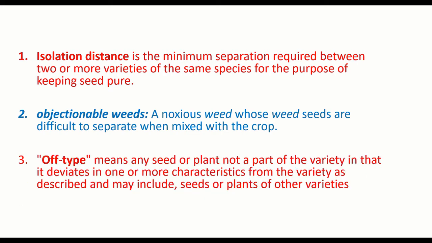The next term is off type, which means a seed or plant not a part of the variety in that it deviates in one or more characteristics from the variety as described, and may include seeds or plants of other varieties. Basically, off types are those plants which do not fit the plant descriptors or characteristics given by the plant breeder, and which are supposed to grow similar to the variety grown in the field plot.